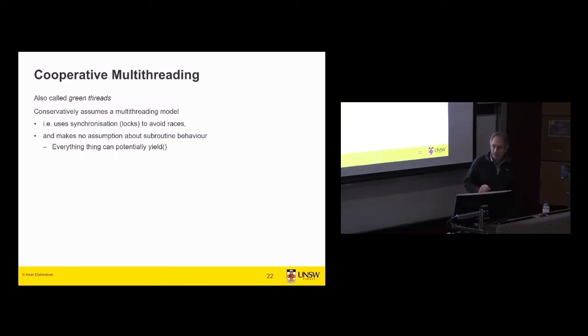So the idea behind this is that we conservatively assume that we've got a multithreading model, even though it's not preemptive. So that implies that we use synchronization, the locks, to explicitly avoid races. Okay? And this allows us to make no assumptions about the subroutine behavior with respect to yield.